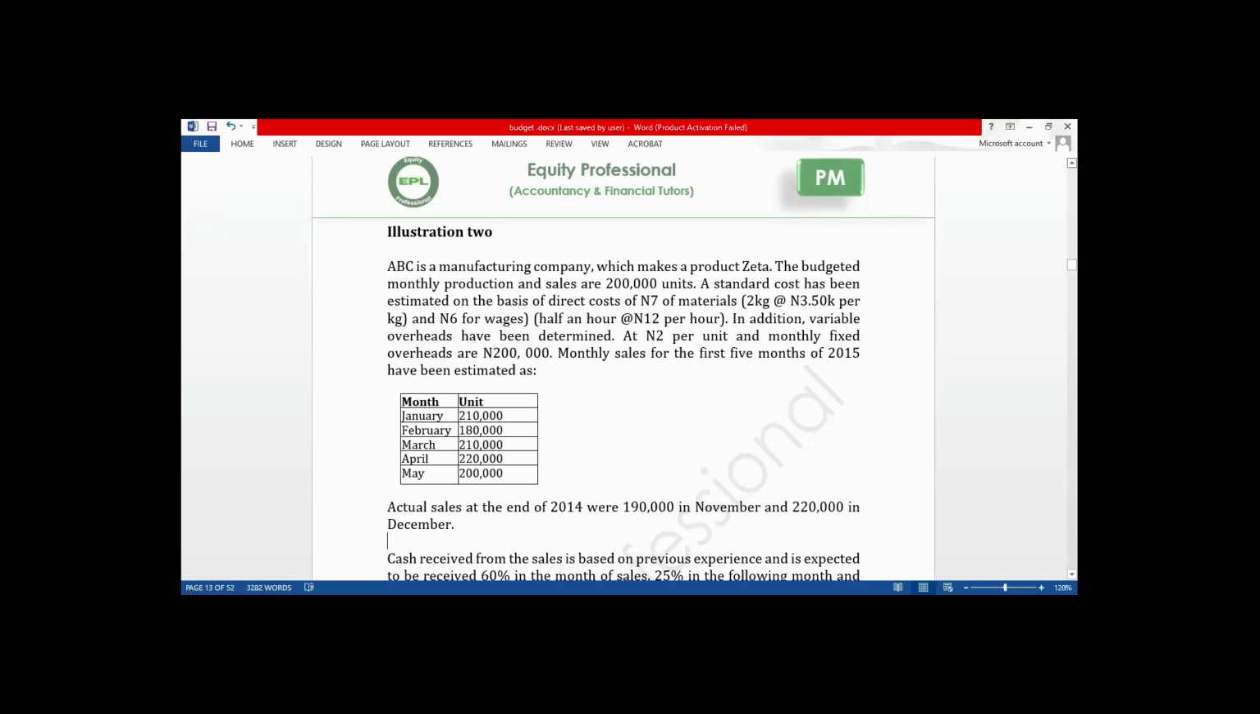Wages 6 naira. This is equal to half an hour at 12 naira per hour. In addition, variable overhead has been determined at 2 units, and monthly fixed overhead costs are 200,000 naira. Monthly sales for the first 5 months of next year.